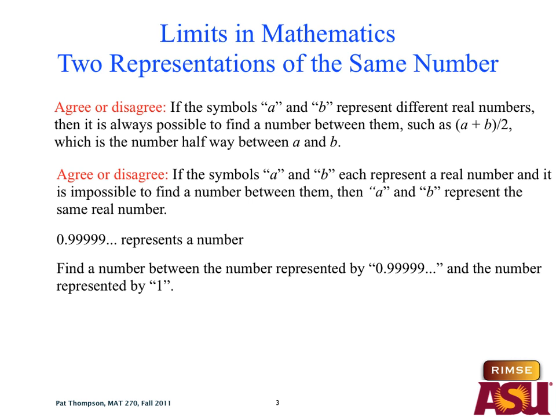What do we have to conclude? That they're the same number. We have to conclude that 0.999 forever and 1 are two symbols that represent the same number. We're forced into it because it's impossible to find a number between them. So we're forced to say that 0.9999 and so on equals 1. They both represent the same number.